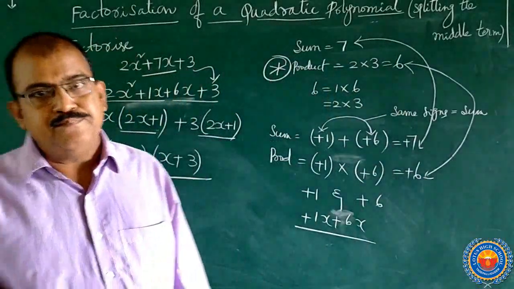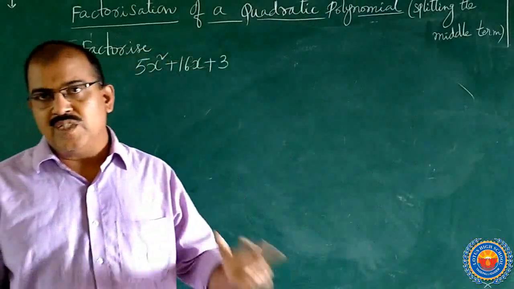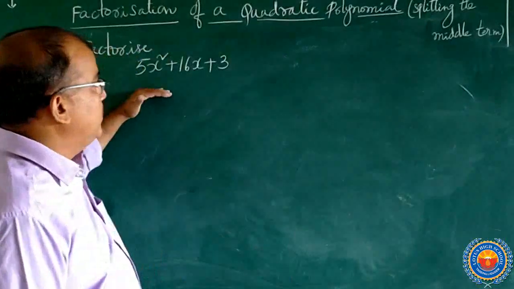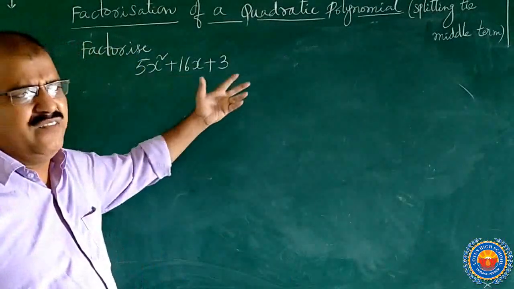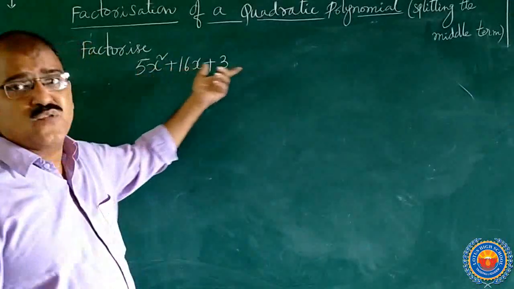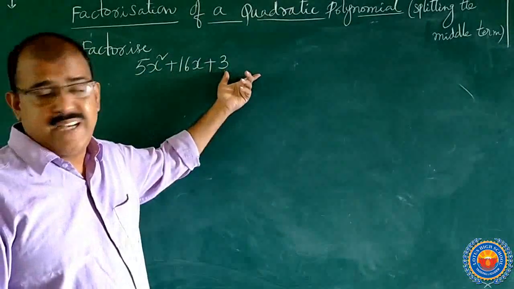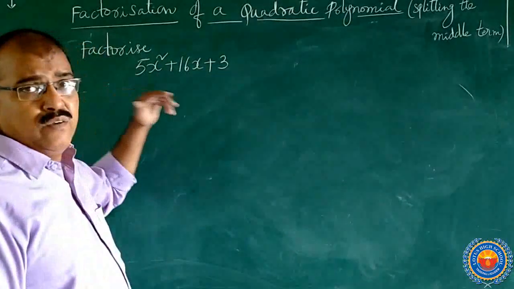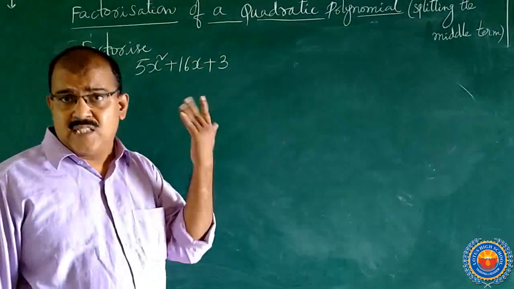Second sum is over. One more sum. This is the third sum: 5x square plus 16x plus 3. Anyhow, we cannot apply a square plus 2ab plus b square because this is not a perfect square. Understand? If it is 25, we can do. If it is 9, we can do. But this is not a perfect square.